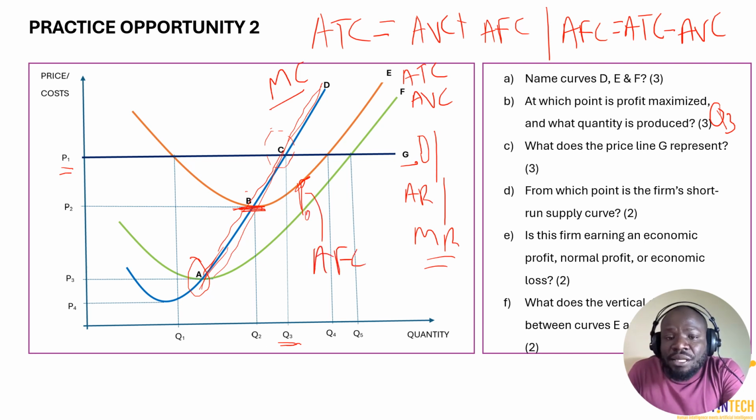And you see the gap between these two curves continues to get smaller and smaller as the output increases. Why is that? I want you guys to think about that. Why is it that the gap between the two curves continues to get smaller as the output increases?